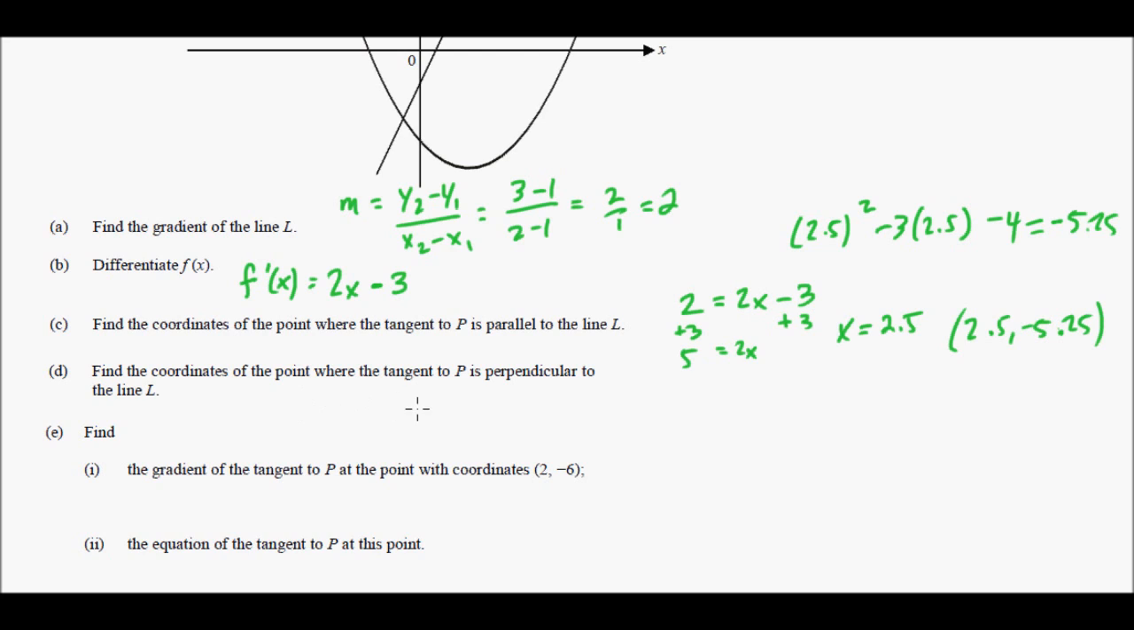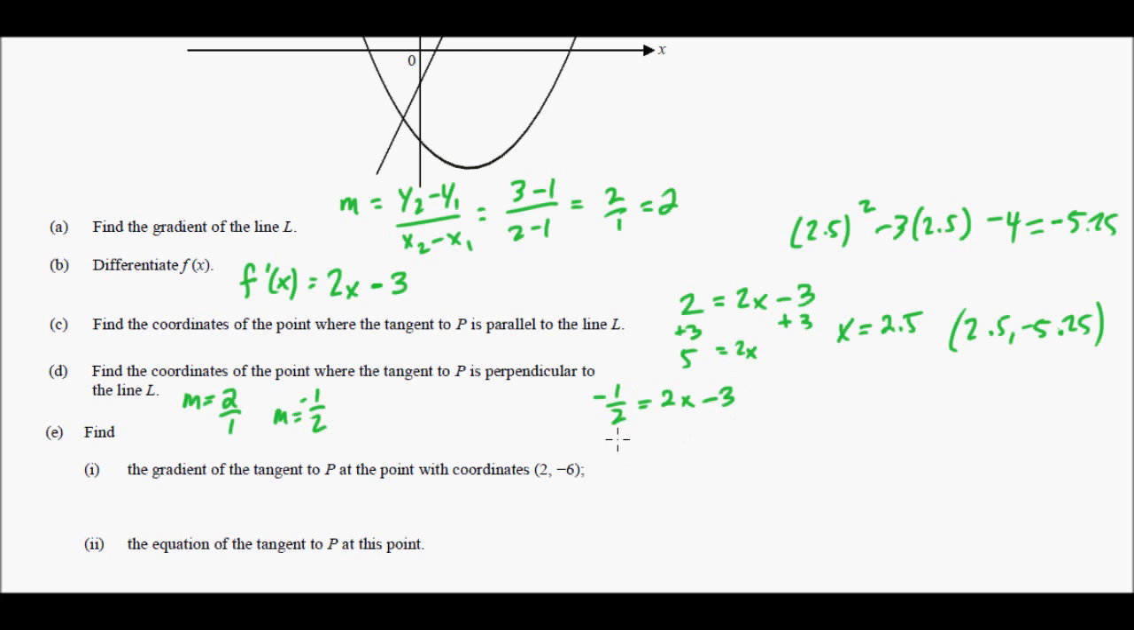Find the coordinates of the point where the tangent to P is perpendicular to L. Well, if the gradient of L is 2, then for a perpendicular line it's the negative reciprocal. So we just flip it over and change the sign, so it's going to equal negative 1/2. That's the gradient. Now we do the exact same thing we did here. We've already found the derivative, so we can just do negative 1/2 equals 2x minus 3.